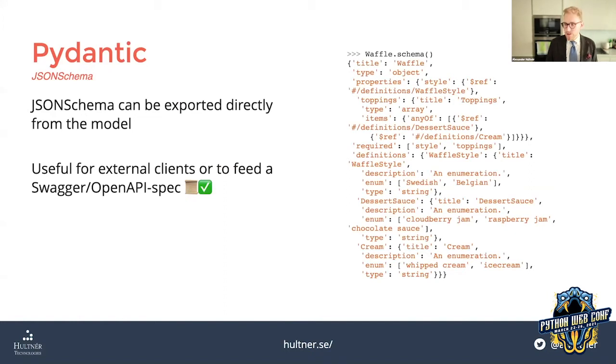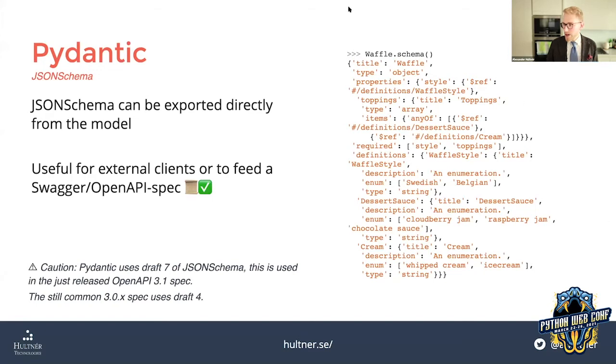So let's look at the Waffle schema then. As you can see here, we have a well-formatted schema defining how the Waffle should work, which follows the JSON schema standard. So there's a lot of tooling you can use to put this into another system based on this. One thing you should keep note of is that Pydantic uses the draft 7 version of JSON schema. OpenAPI just released a new version of their spec, 3.1, I think almost exactly one month ago now. The old 3.0 spec is still very common, and that uses draft 4. There are just some minor things that I've seen that are incompatible or can be problems, but it's worth keeping note of.